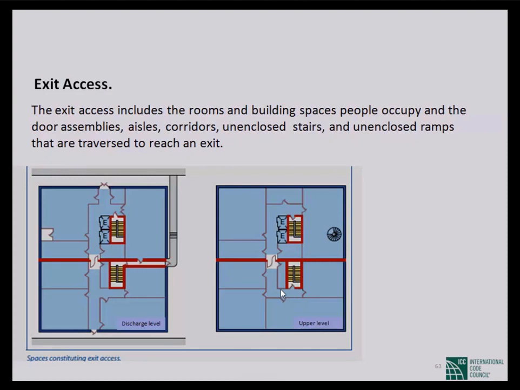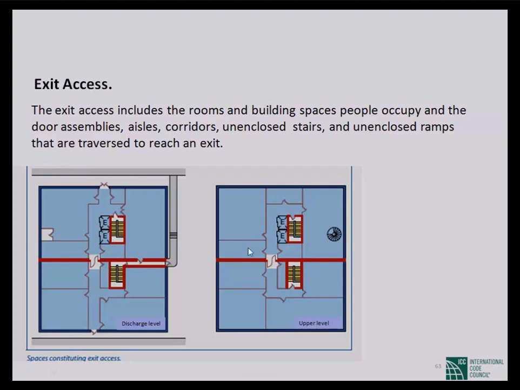Now this is an example of what exit access is. This graph is taken from another picture of an FPA. You can see the upper level on the left, and the right one is the discharge level, where all floors discharge. If it is top, then second, then third, and then ground level, you have the discharge level.